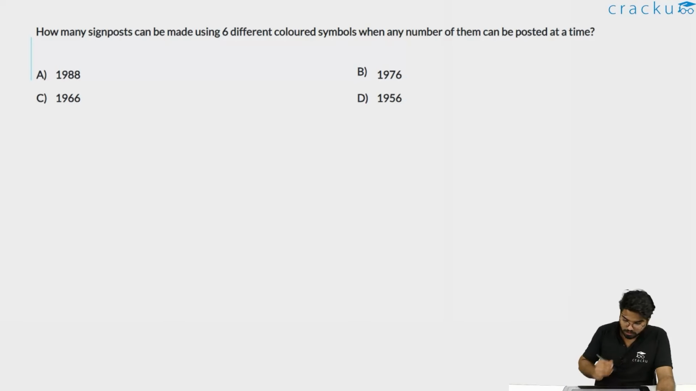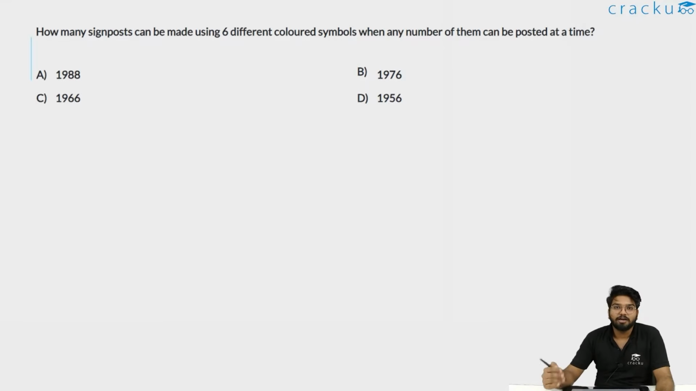Now let's solve this question. It says: in how many ways can signposts be made using 6 different colored symbols when any number of them can be posted at a time? Okay, so I have 6 colored symbols.